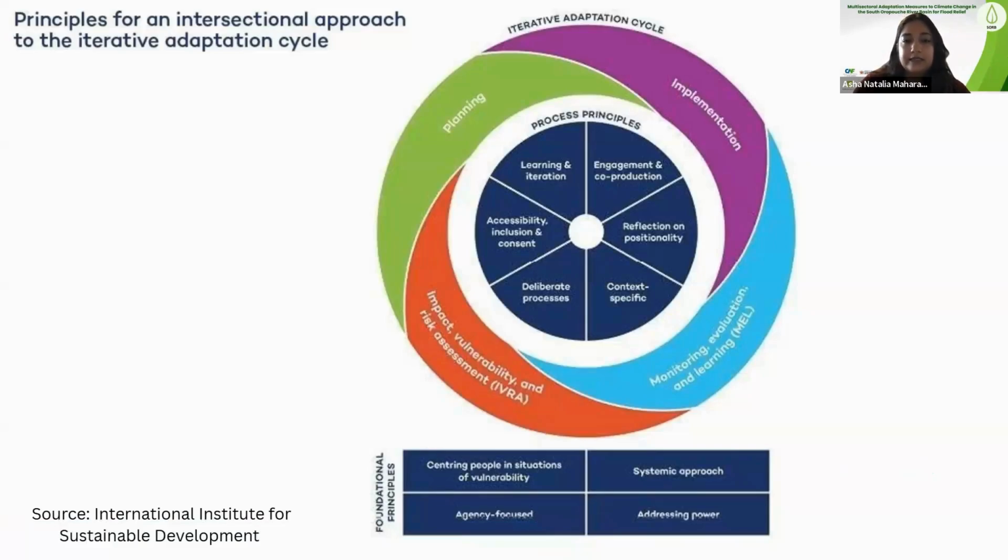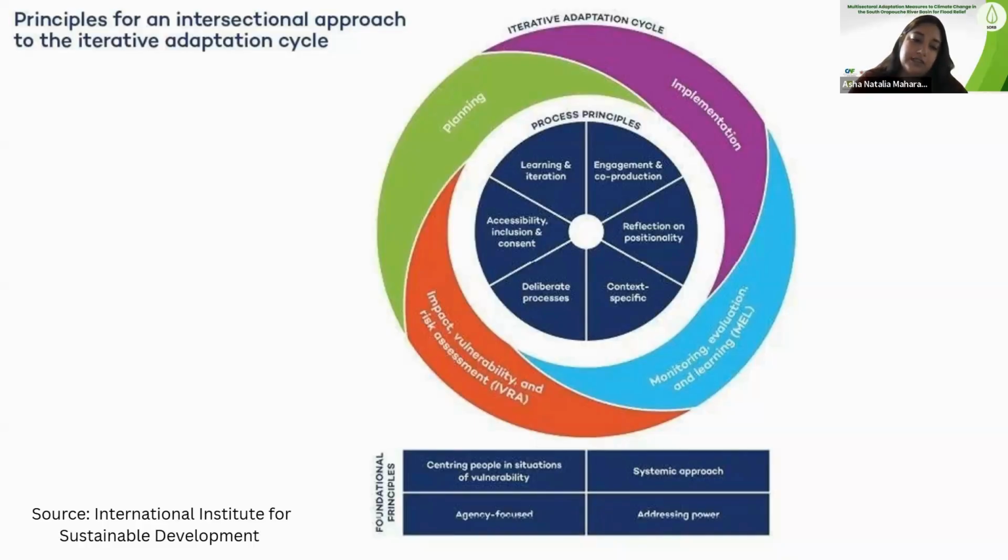And within that process, there are key principles, some of which Celeste talked about before: accessibility and inclusion, making sure that things are context specific, making sure that our activities are deliberate, and that we're, of course, engaging and learning from the community and reflecting on our position and how that impacts what we do.